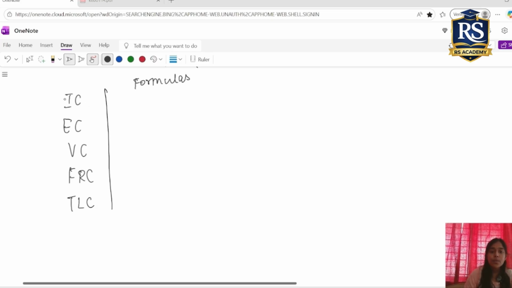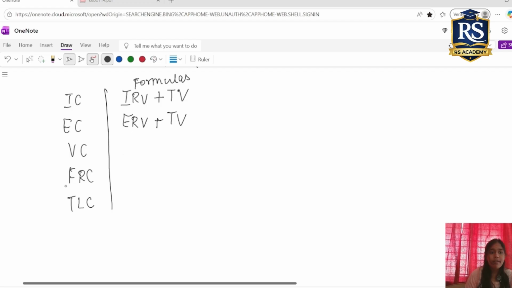I have told you what inspiratory capacity is. Inspiratory capacity is nothing but the total amount of air a person can inhale after normal expiration. So, inhale after normal expiration. So, IRV along with normal expiration involves tidal volume. And the expiratory capacity is nothing but the total amount of air a person can exhale after a normal inspiration. So this involves ERV along with the tidal volume.